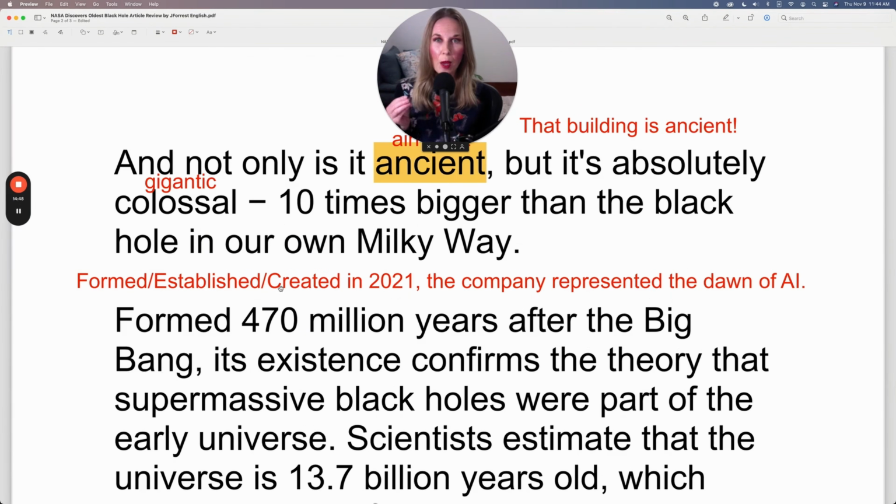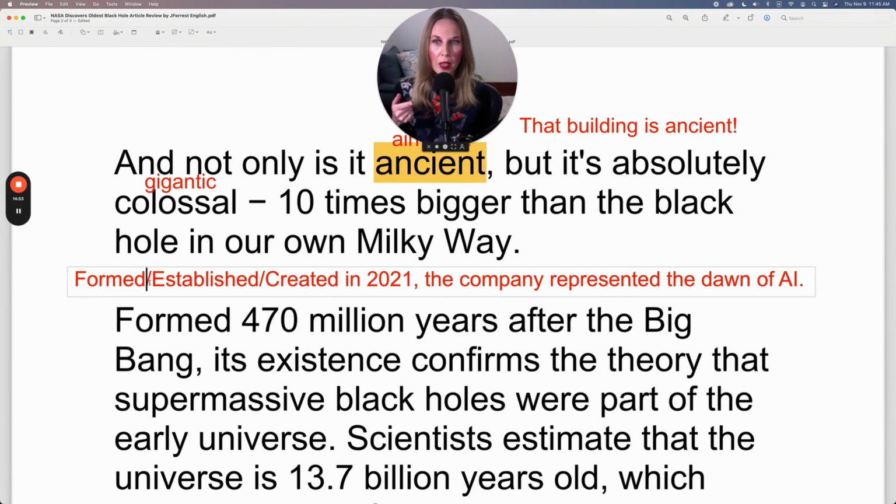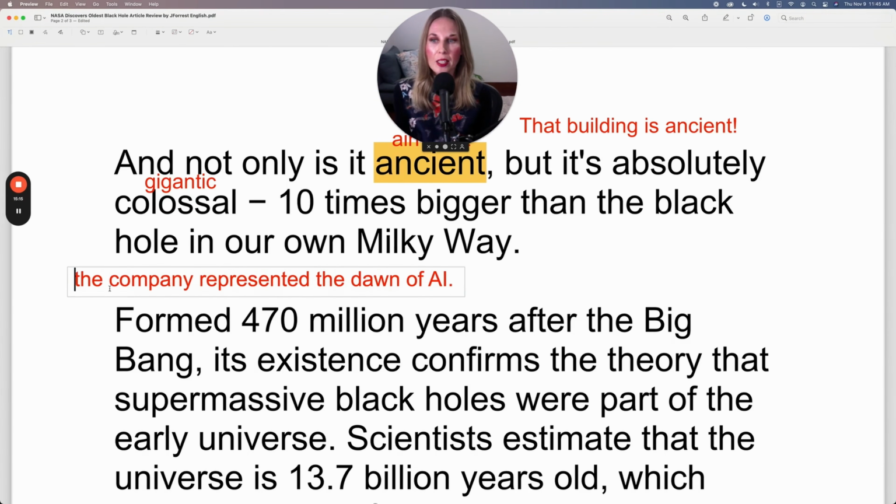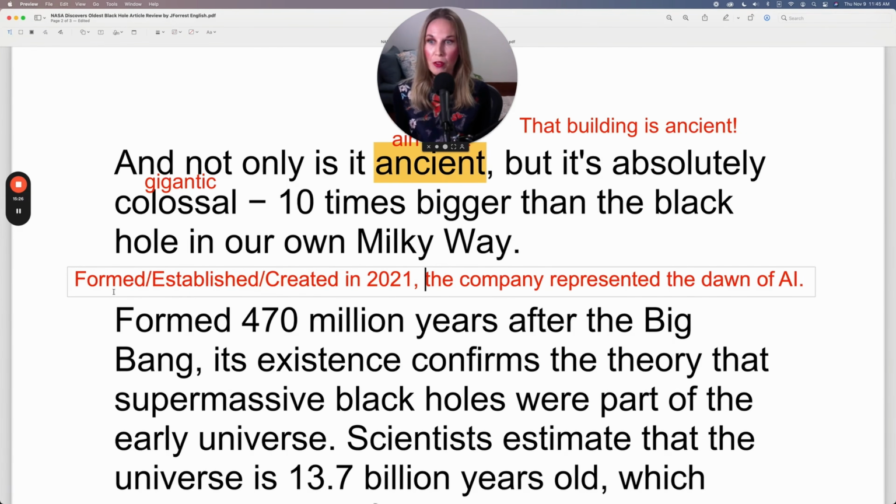Here's a simple example to understand this grammar structure. So we take the ed form of the verb, and then you have some additional information to describe the sentence. So in this case, this is the sentence. The company represented the dawn of AI. So remember this, the dawn of, the start of AI. The company represented the dawn of AI. So this on its own is a completed sentence. But if I wanted to give more information about the company, I can start by giving that information first.